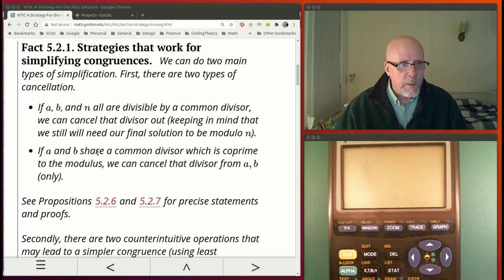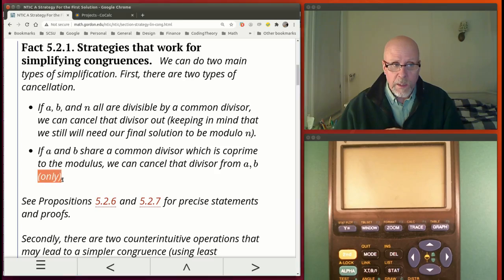The other thing is if a and b share a common divisor which is co-prime to the modulus, that would be the d in that cancellation 2 rule. You can cancel that out of a and b only, like it says there, only, not out of the modulus, just out of a and b.